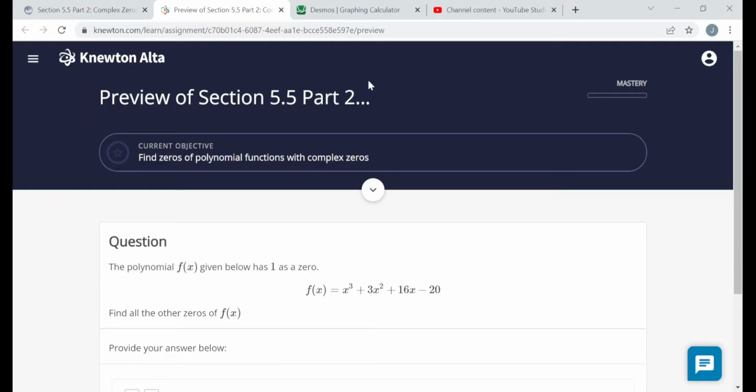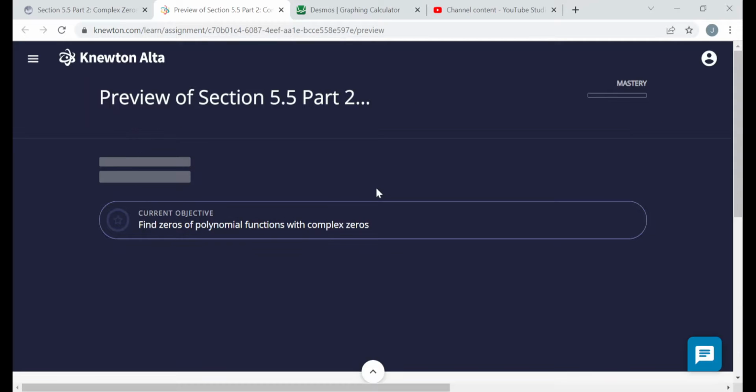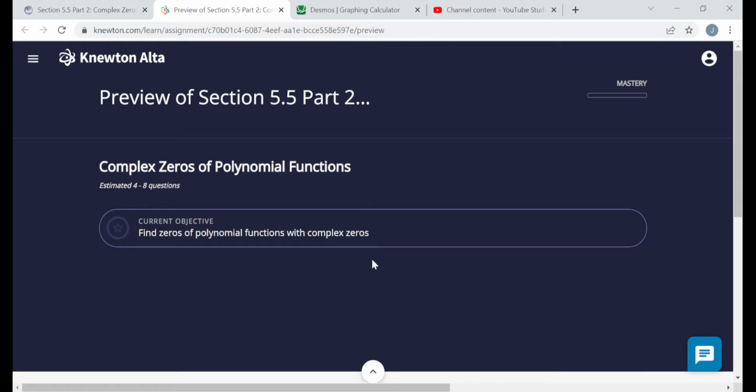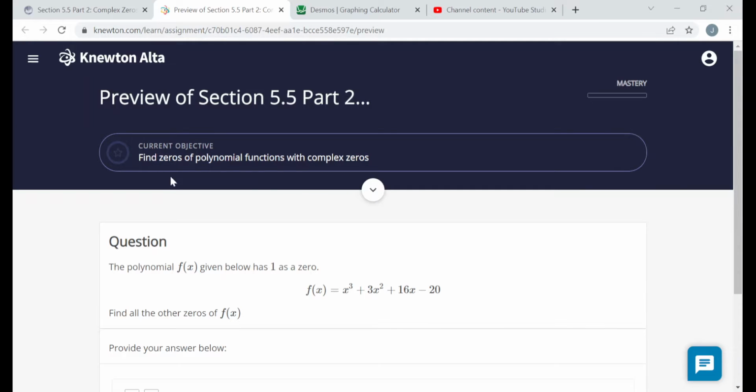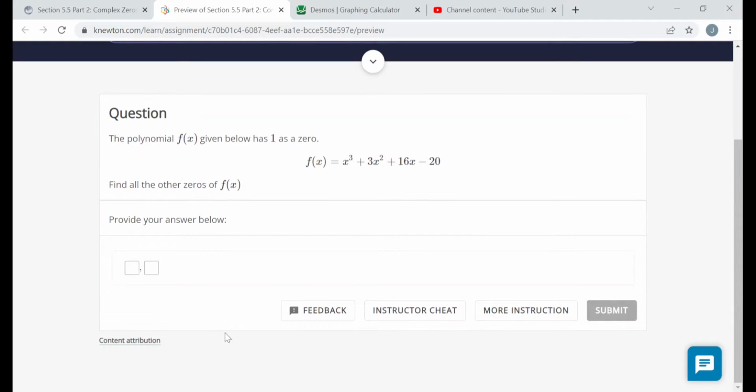Alright, so on your assignment page you should see the title, your mastery bar, the objectives. Oh, it looks like there's only the one objective here. And then underneath the current objective, there should be a question related to it. At the bottom of every question you should see a feedback button where you can send feedback to Knewton. You will not have this instructor cheat button. That's for instructors only. But you will have this more instruction button.